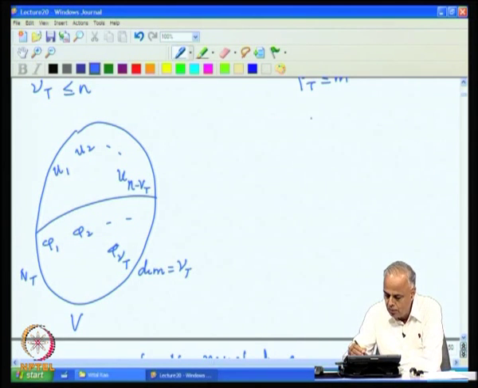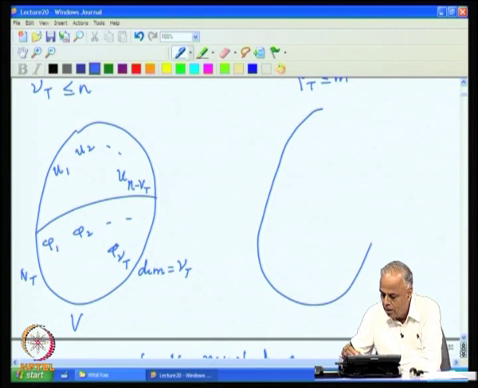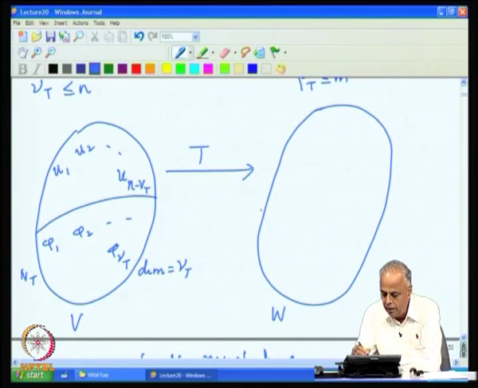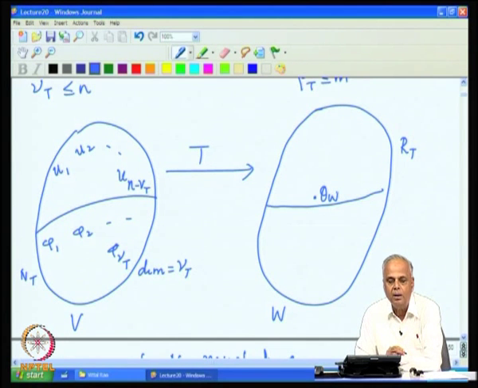Now, let us look at the image side. T is going from V to W, and on this side we have the range of T, and we know theta of W is a part of the range of T.